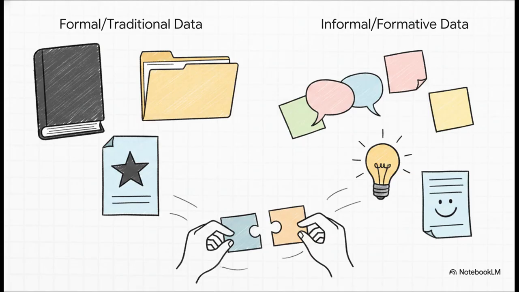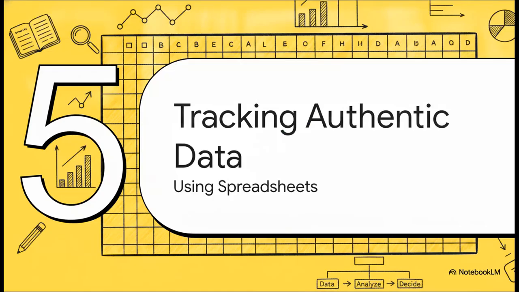Sure, you've got traditional grade books and cumulative folders, but you also have informal data. I'm talking about those chaotic stacks of anecdotal sticky notes covering your desk, parental input, and daily exit tickets. A truly effective analyst synthesizes all of this formal and informal source material to get a complete picture of the learner. Which brings us to Section 5, tracking authentic classroom data. Let's see how this actually works using spreadsheets.